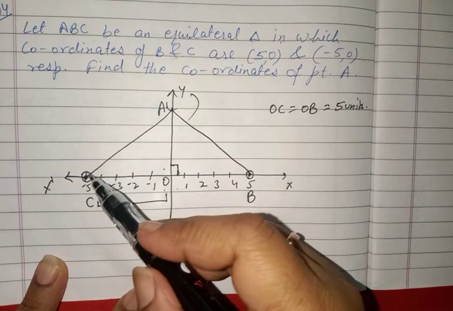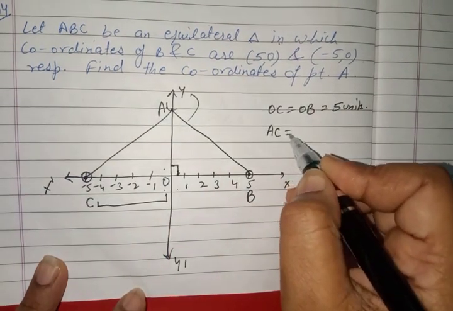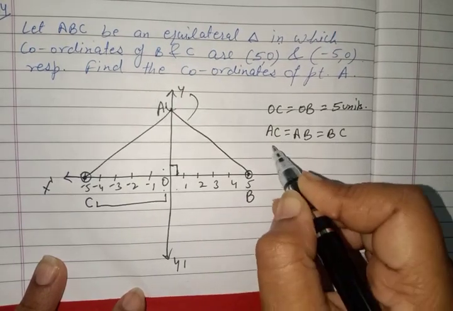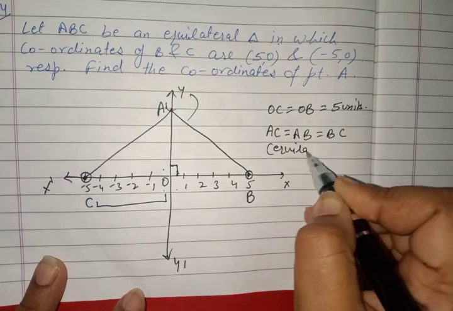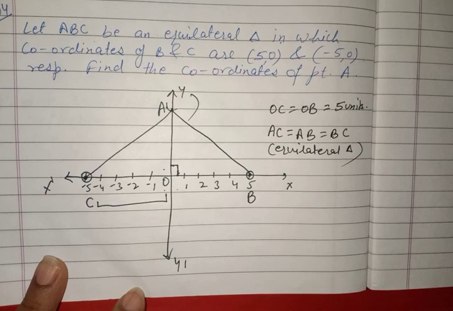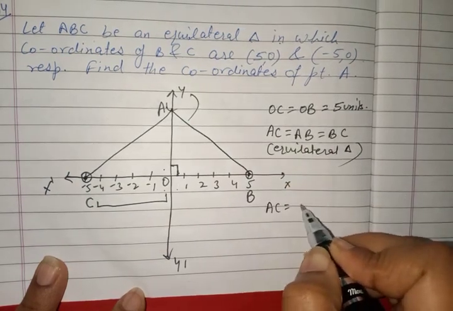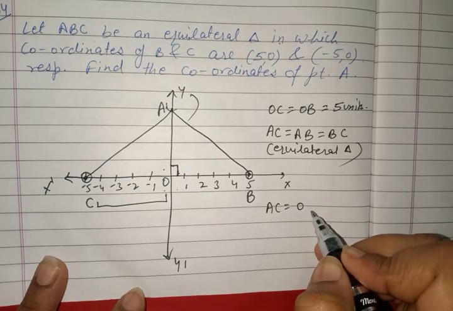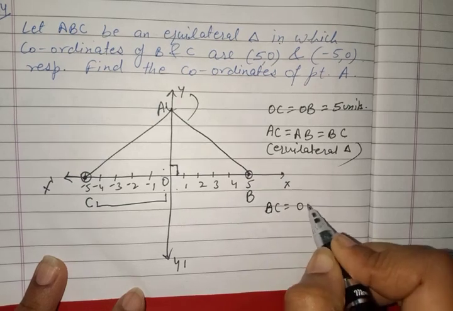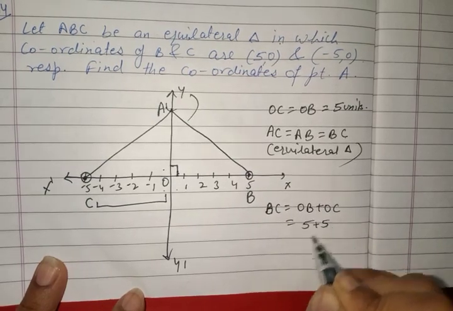Then we need to find the length of AC. It is given that AC is equal to AB is equal to BC, because it is an equilateral triangle. Sides of an equilateral triangle are always equal. All three sides are equal. BC we can find. The value of BC is OB plus OC, means 5 plus 5, which is 10 units.